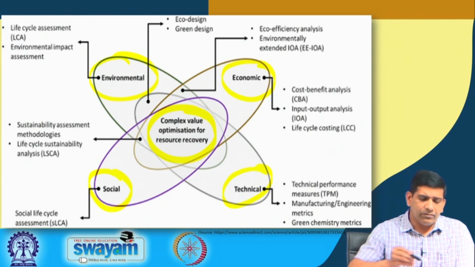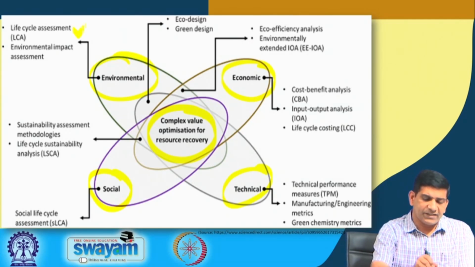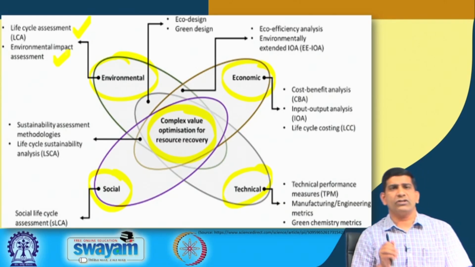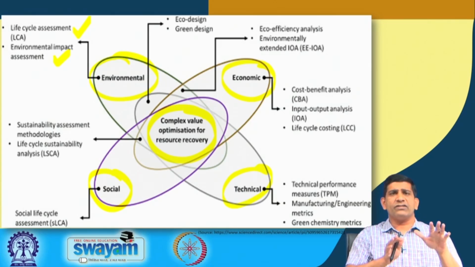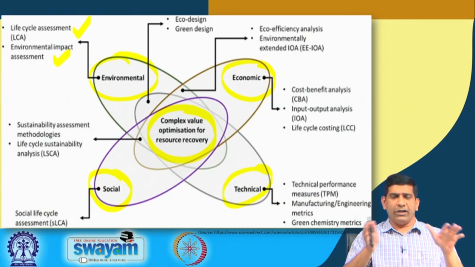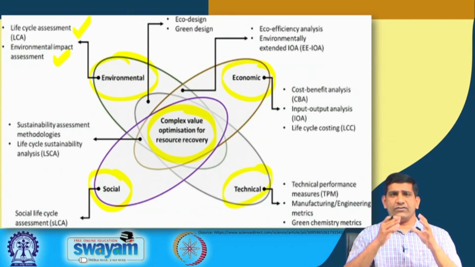So, for environmental, as we just talked about a couple of slides ago, life cycle assessment and environmental impact assessment are the two broader areas of looking at the environmental aspect. EIA, the environmental impact assessment, is something many universities offer courses on. EIA is mandatory for most projects to be done in India or abroad as well. So, EIA has a localized kind of focus.